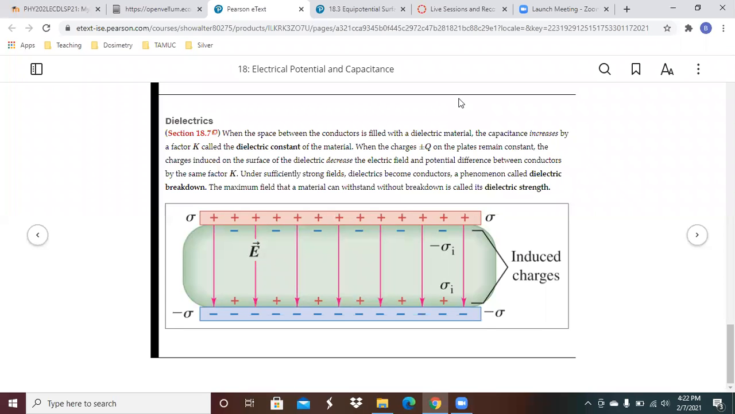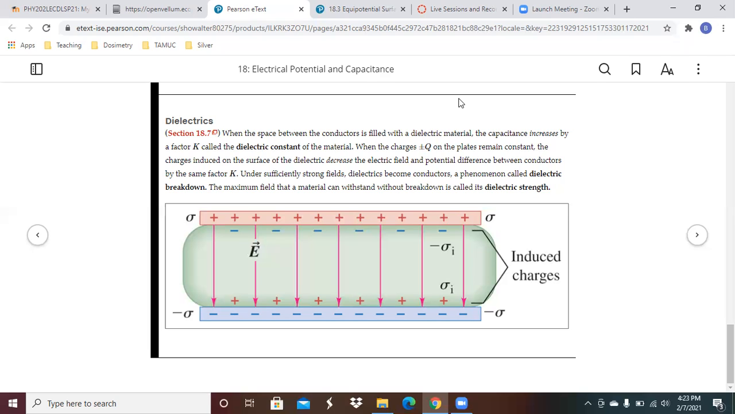Okay, this is going to be the lecture over the final section, section 18.7 in chapter 18. We're going to be talking about dielectrics. Now, if you don't know exactly what those are, you're going to be looking at a combination of two different types of materials. And rather than have the space between the plates of the capacitors filled with vacuum or air, we're going to put this substance in between it.